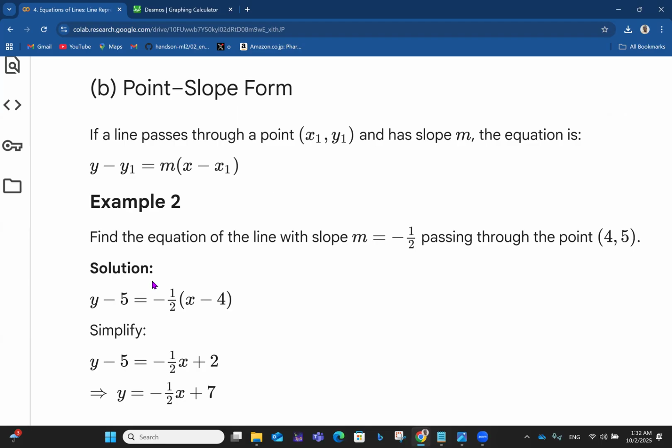Okay, so find the equation of the line with slope m equals minus 1 over 2, passing through the point 4, 5. Okay, so I guess I want to go to the worksheet this time around.